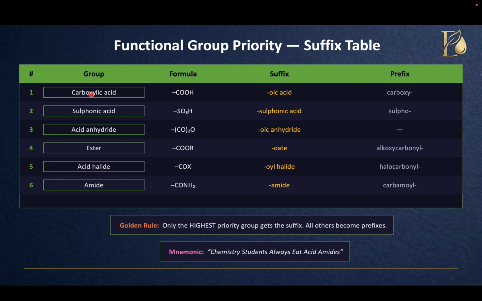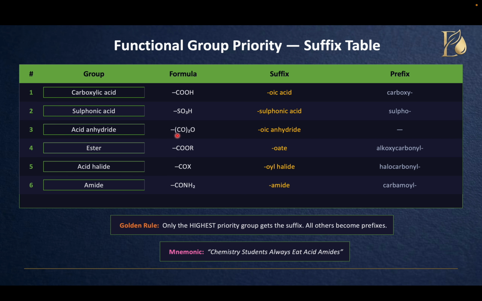Look at the functional group carboxylic acid, which has the formula COOH, and has the suffix oic acid. The compound will end with oic acid. And sulfonic acid, the suffix is sulfonic acid itself, and the formula is SO3H. If it is an acid anhydride, which has the formula CO-O-CO, there are 2 CO groups and at the center there is an oxygen atom. Its suffix is oic anhydride. And next is esters.